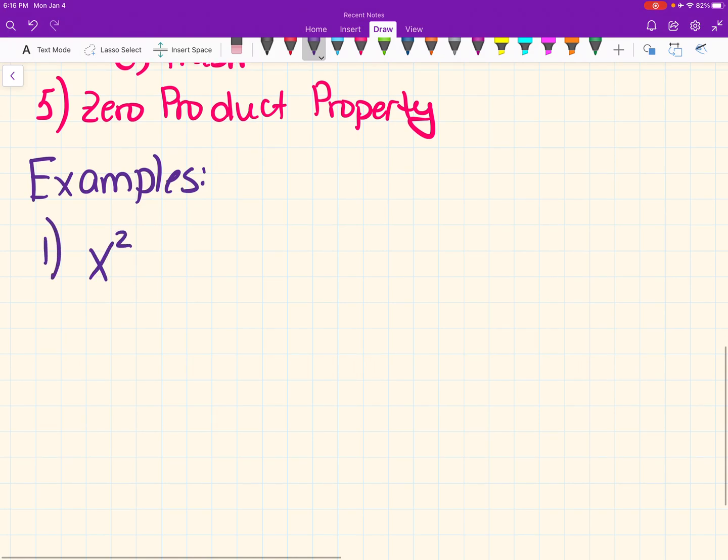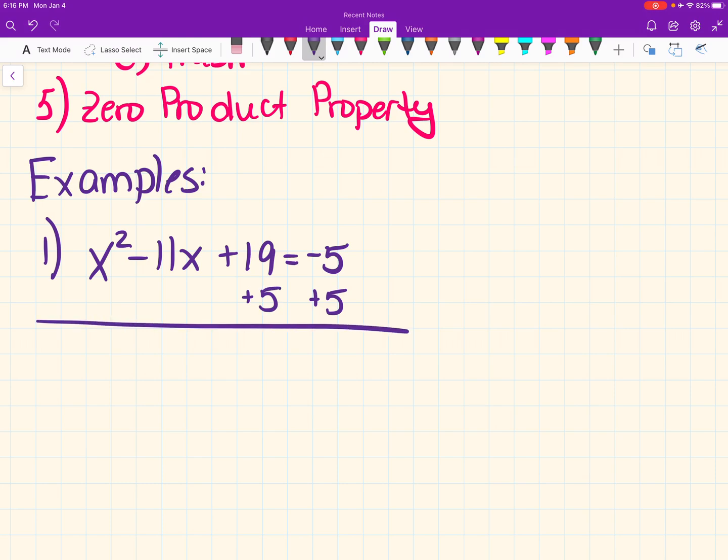x squared minus 11x plus 19 equals negative 5. Okay, the first thing I notice is my lead coefficient is 1. So I'm not going to need a method. I can just use magic X. The second thing I notice, it's not equal to 0. So I'm going to add 5 to each side to make this equal to 0. If it's not equal to 0, you have to get it there. So x squared minus 11x plus 24 equals 0.